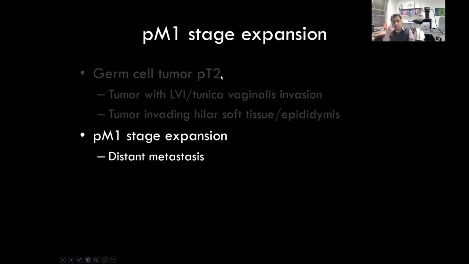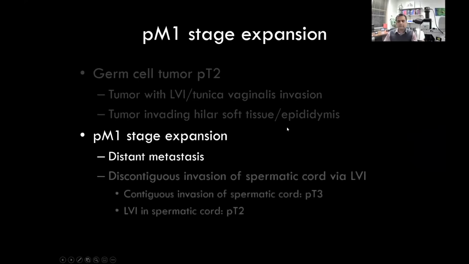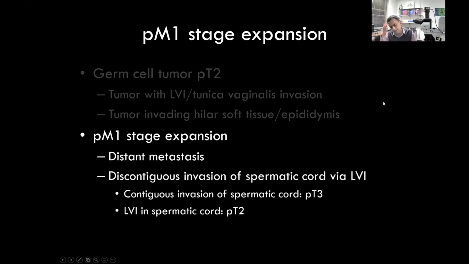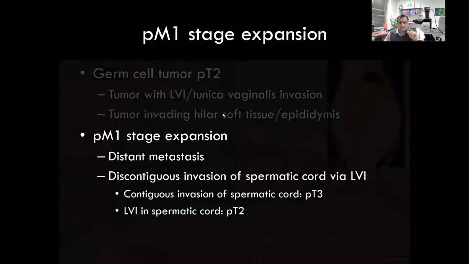Okay. And then the other staging update, which is controversial, is the PM1 stage expansion. So everybody knows we designate a tumor as M1 if there is distant metastasis. However, in the testis, the new AJCC system included this particular clause that if you have a discontinuous invasion of the spermatic cord via a lymphovascular invasion phenomenon, then you can call it PM1. So this became very controversial.